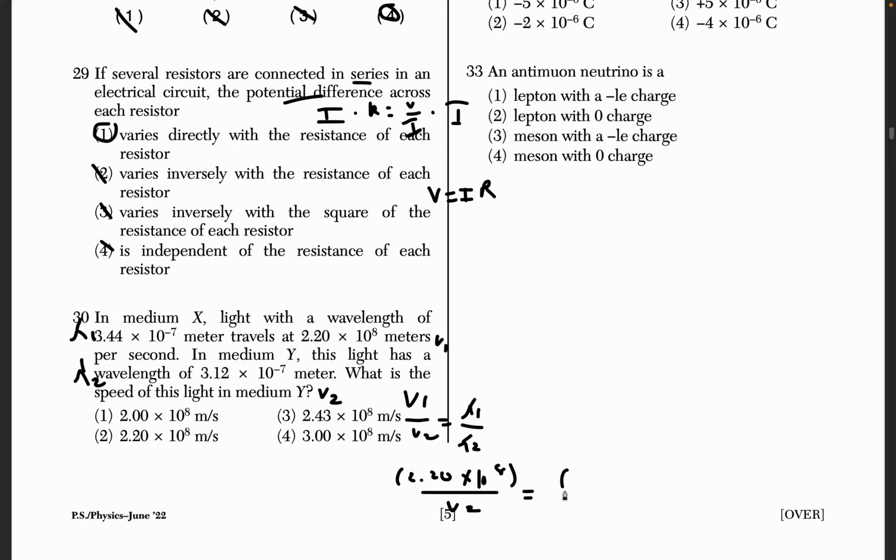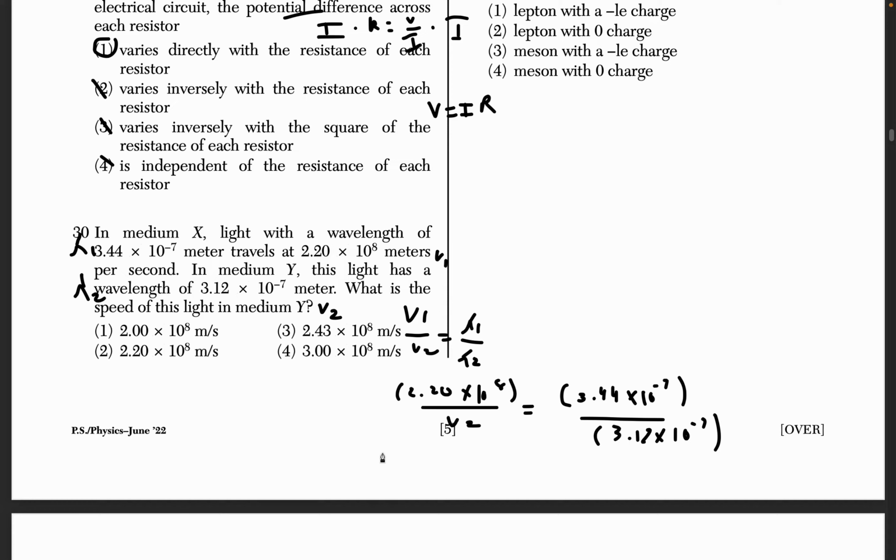equals the wavelength of the first one, 3.44 times 10 to the negative 7, divided by 3.12 times 10 to the negative 7. Okay, so we can cross multiply. We get 3.44 times 10 to the negative 7 times V2 is equal to 2.20.